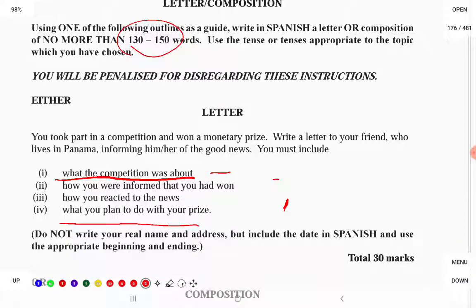How you're informed: I'm going to say that while I was in art class, or in a particular class, my teacher informed me in front of the class. He made an announcement. How did you react? Well, it's a combination of things you can say here, and this is a really good time for you to use some idiomatic expressions. And how you plan to spend your prize money? I will say I'm going to buy a computer to assist me with my studies. So I'm going to move on now to the sample.